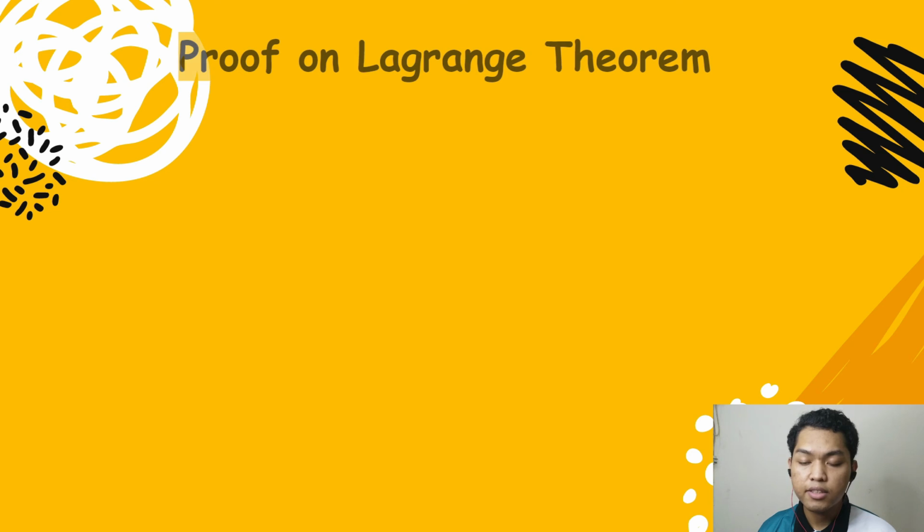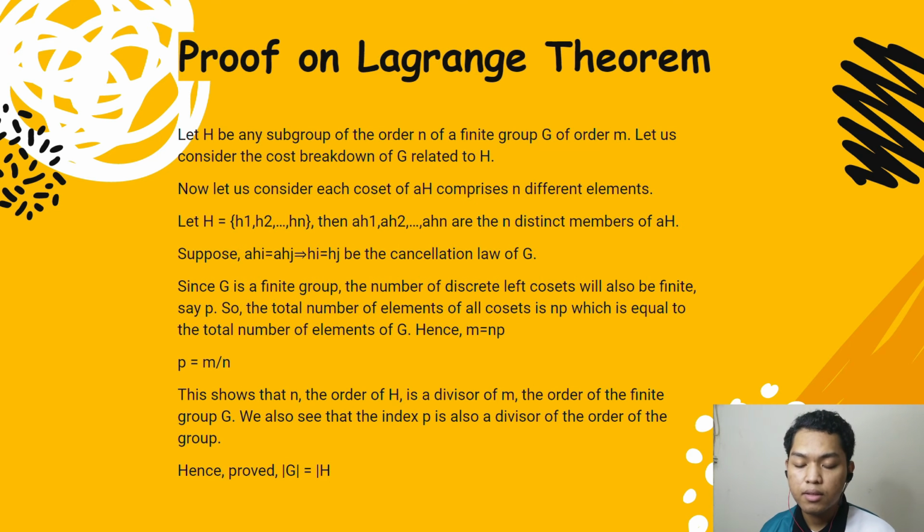So next, let's prove the Lagrange theorem. Let H be any subgroup of order n of a finite group G of order m. Let us consider the coset decomposition of G related to H. Now, let us consider each coset aH comprises n different elements. Let H equal to {h1, h2, until hn}. Then ah1, ah2, until ahn are n distinct members of aH.